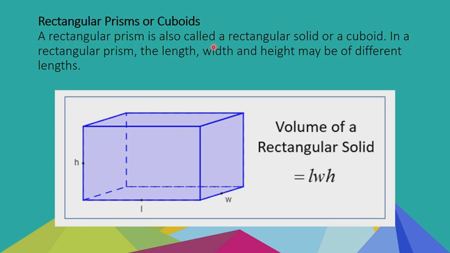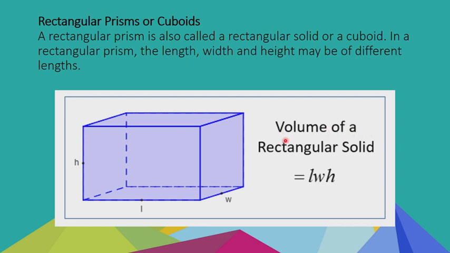A rectangular prism is also called a rectangular solid or a cuboid. In a rectangular prism, the length, width, and height may be of different lengths. They may not necessarily be equal, but sometimes we call a cube also a cuboid. It is not certain that they should be different, so they can be equal also. In case of different sides and heights, we call it a cuboid.